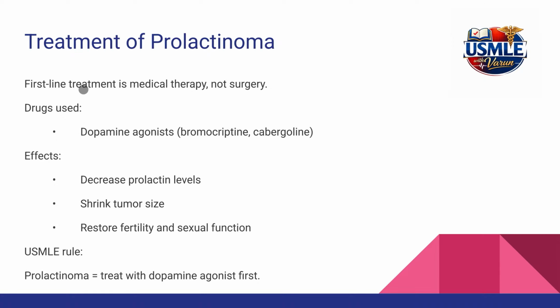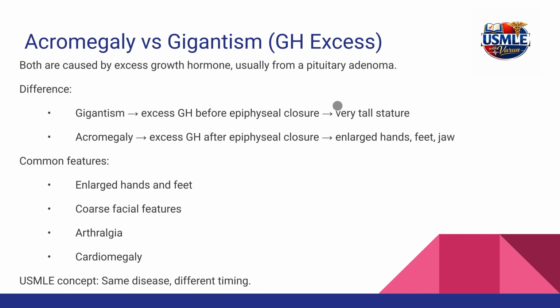Treatment of prolactinoma. The first line treatment of prolactinoma is medical therapy with dopamine agonists such as bromocriptine or cabergoline. These drugs decrease prolactin levels, shrink the tumor size, and restore fertility and sexual function. Surgery is not the first line. Medical management is the first line therapy for prolactinoma.